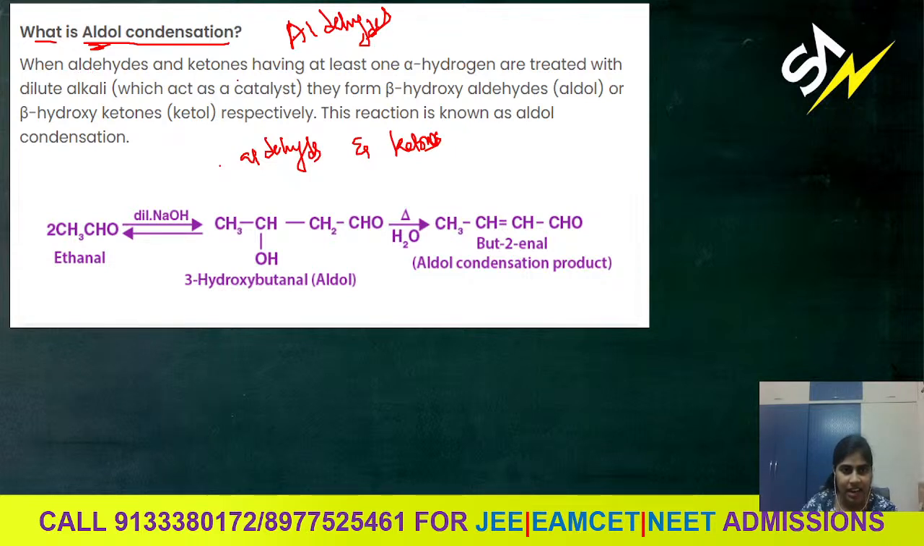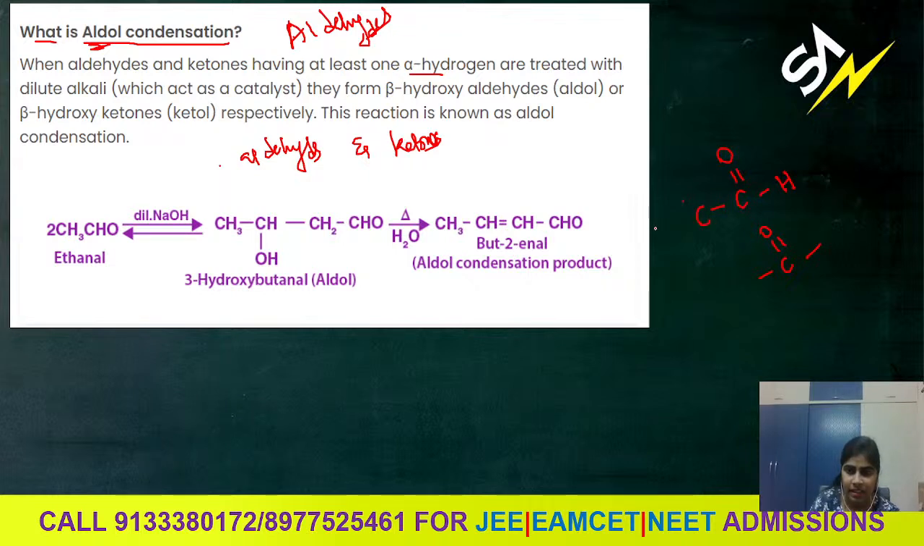When aldehydes and ketones have at least one alpha hydrogen. So write the statement clearly: what is this aldol condensation mainly? When these aldehydes or ketones which we take as the reactant have at least one alpha hydrogen. What is alpha hydrogen? The main group, either it may be an aldehyde group or a keto group.